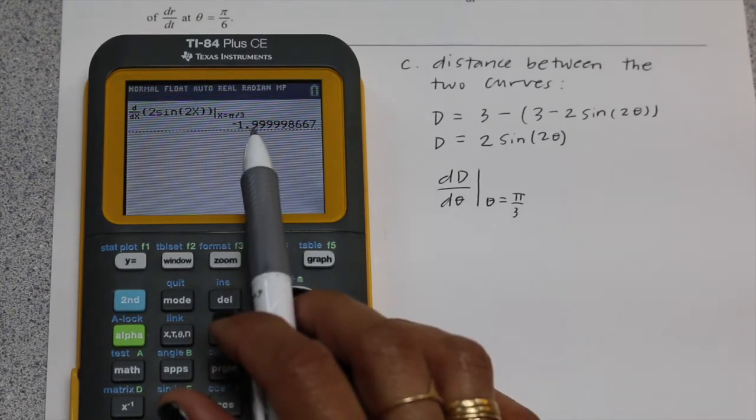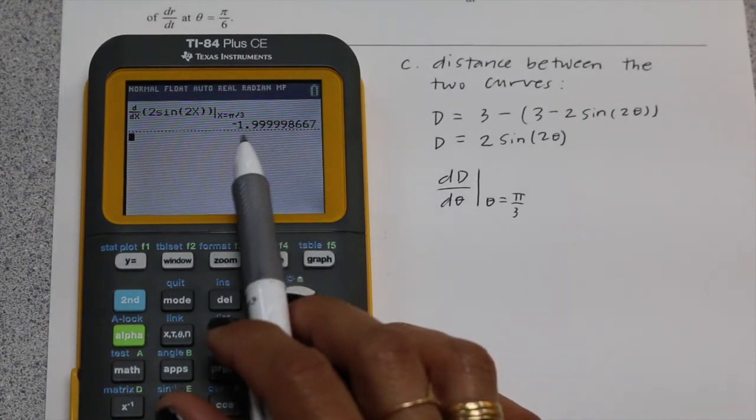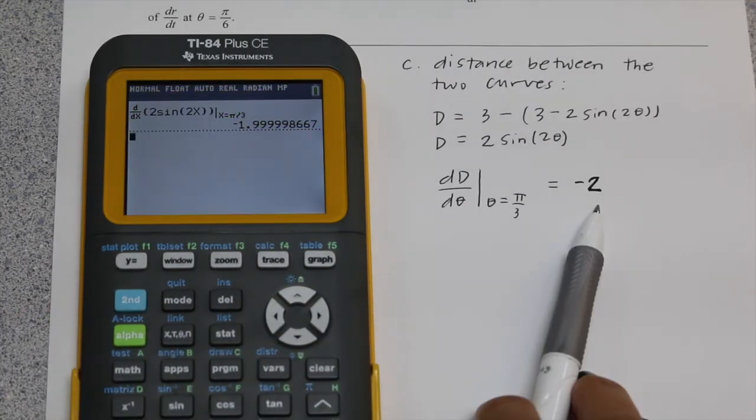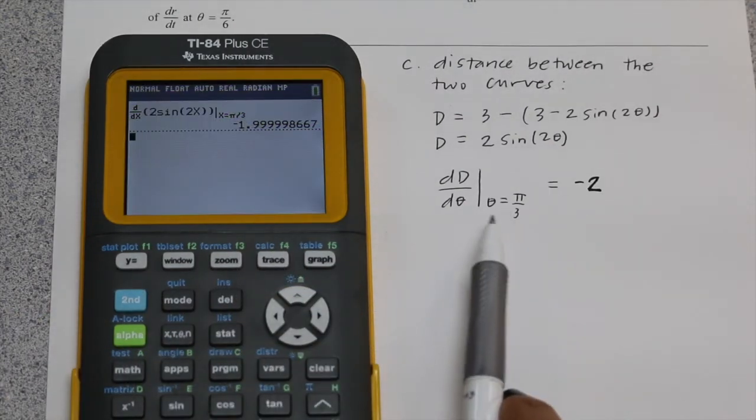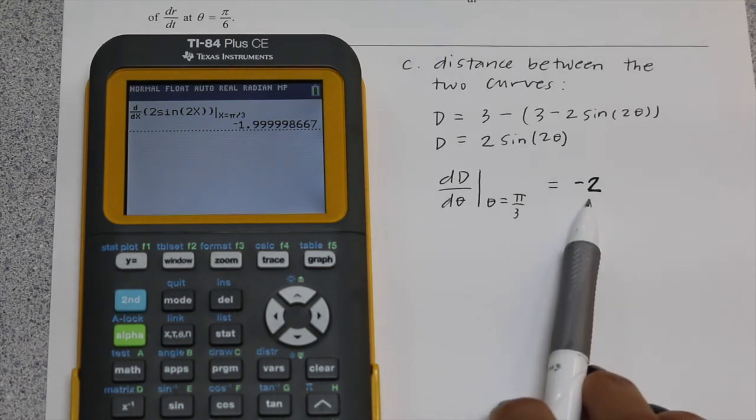So it says negative 1.999 and it keeps going. So when we round this to 3 decimals, it bumps it to negative 2. So the rate at which the distance between the two curves is changing with respect to theta, when theta is specifically pi over 3, is negative 2.